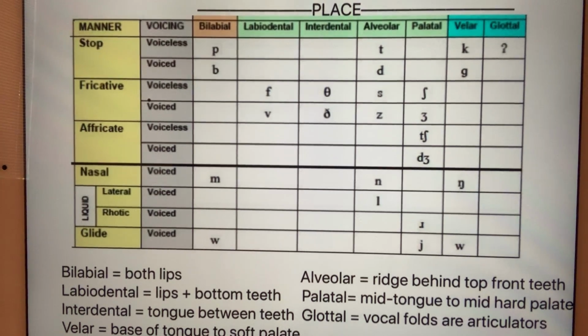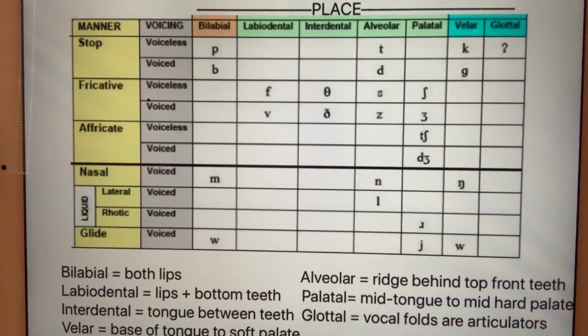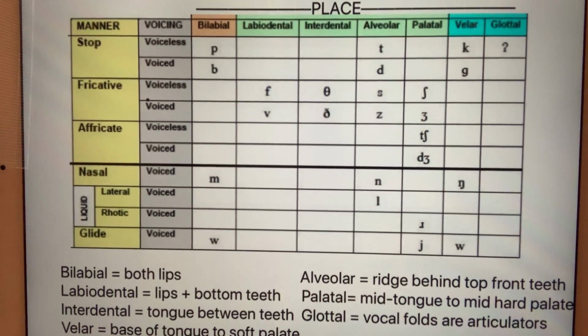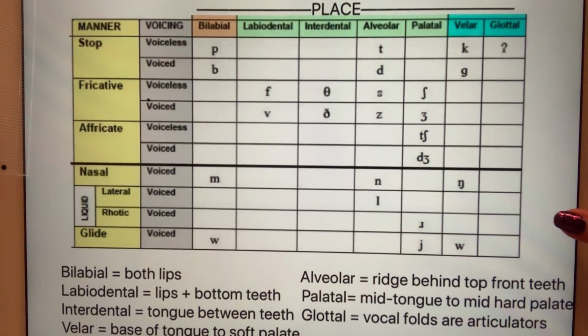Glottal sounds you have to be really, really careful with, because when you make the sound too harshly, those vocal folds are slamming together, and we want to be really, really careful and safe with our vocal folds, because that's how we sing, that's how we talk. They're really, really important that we treat them nicely.